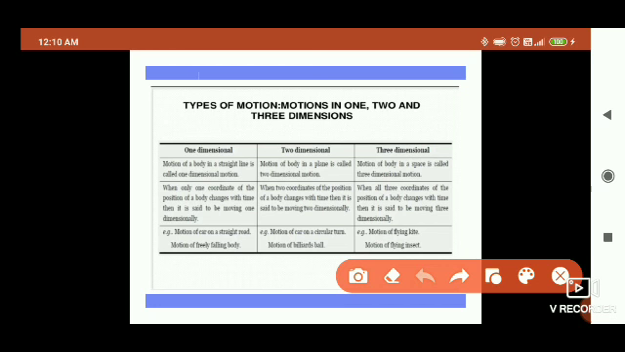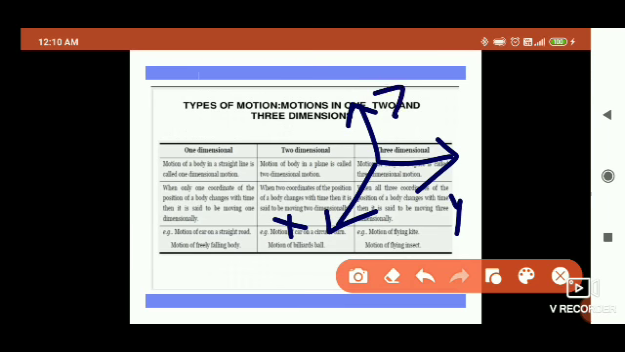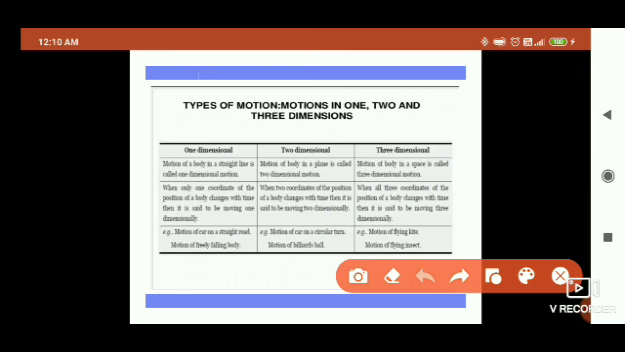Three-dimensional motion: motion of a body in space is called three-dimensional motion. When we consider three-dimensional motion, we have to consider a frame like this, that is x, y and z axes. When all three coordinates of the position of the body change with time, it is said to be moving three-dimensionally. That means the motion of a flying kite or a flying insect can be considered three-dimensional motion.